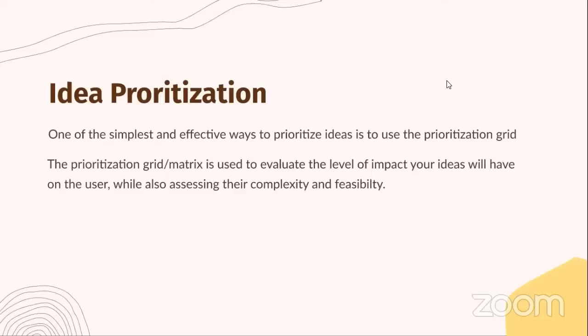One of the simplest and most effective ways to prioritize ideas is to use the idea prioritization grid. It's not the only way. It's just one of the ways. And I think it's not too hard to understand and it still works quite well. So the prioritization grid or matrix, those words are used interchangeably, is used to evaluate the level of impact your ideas will have on the user while also assessing their complexity and feasibility.